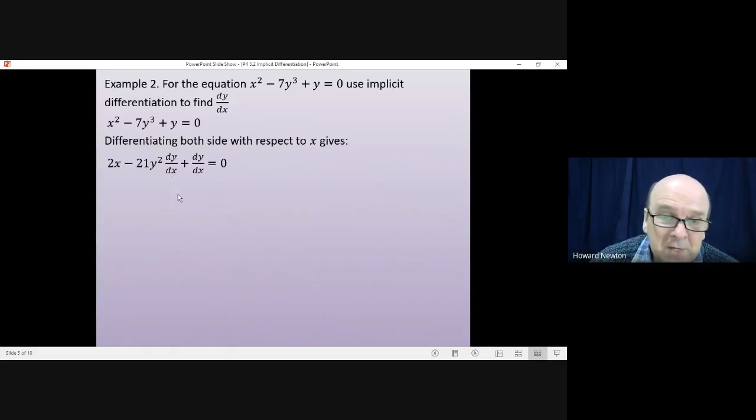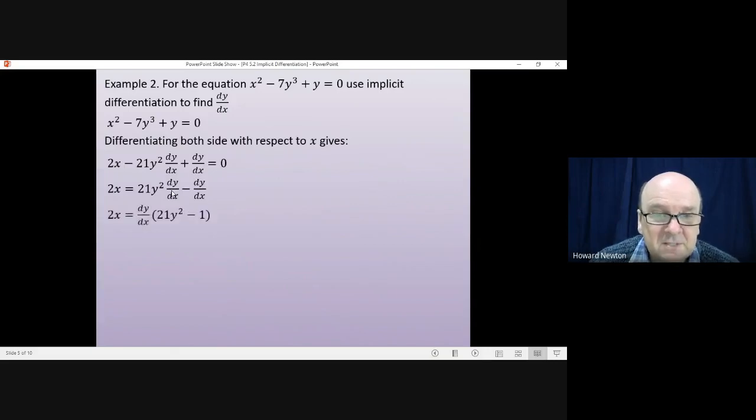Now we want to get dy by dx on its own. So we'll move both the dy by dx terms to the other side. Then factorizing the right-hand side gives us that. And then finally dividing by this bracket gives us dy by dx is equal to 2x divided by 21y squared minus 1.